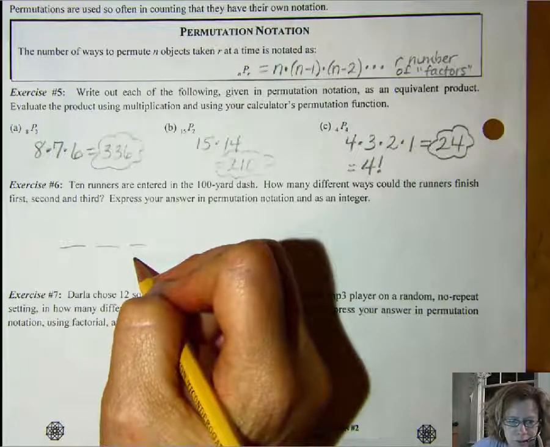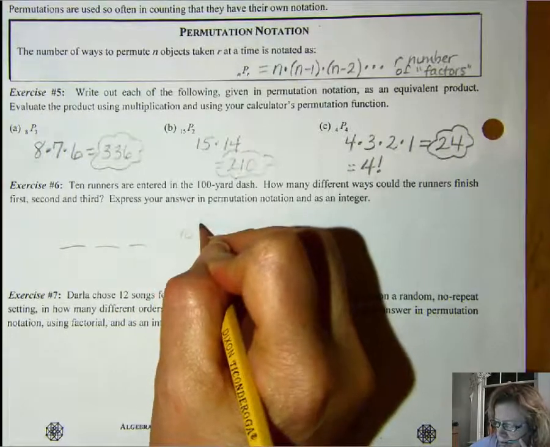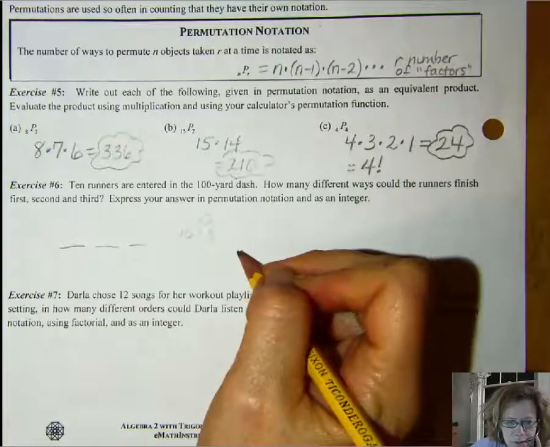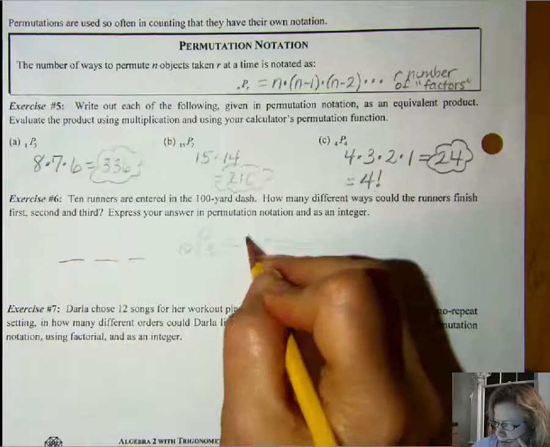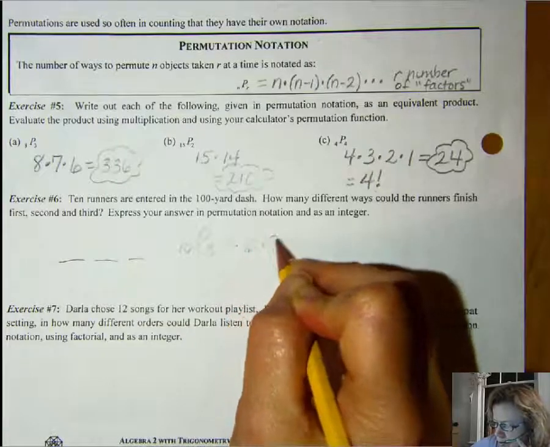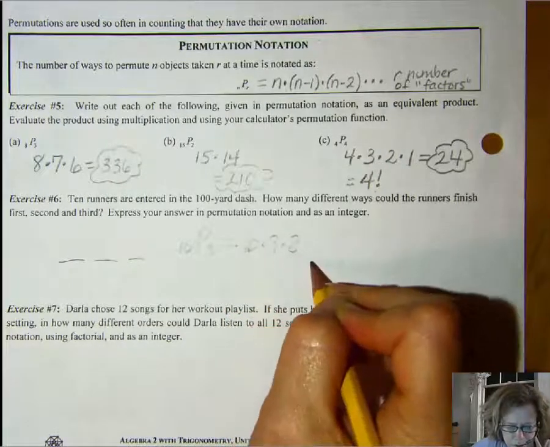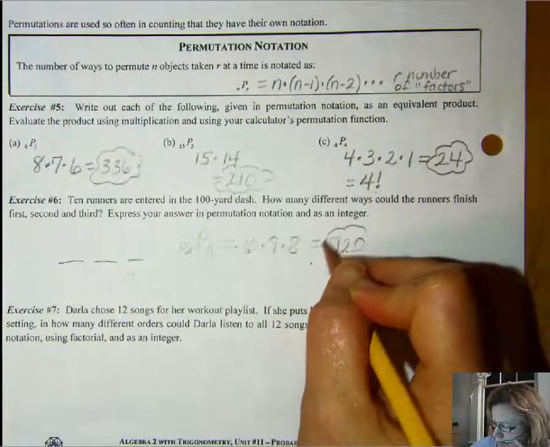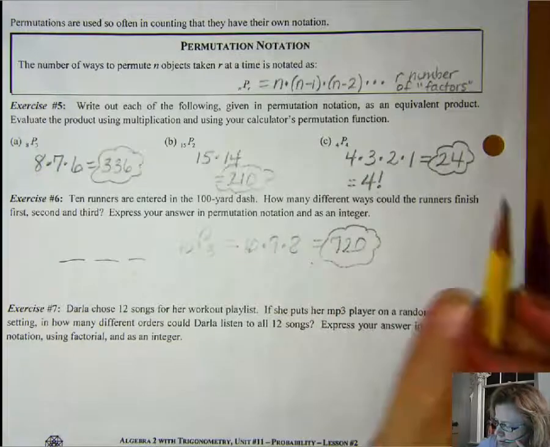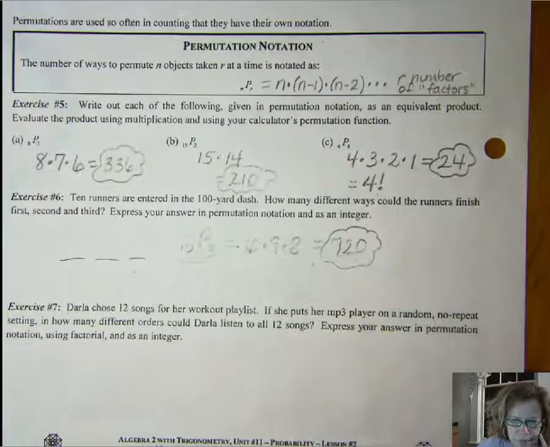I don't replace anything. So I'm starting with 10 runners, and I'm filling 3 places. So this is 10 permutated with 3. That means 10 times 9 times 8. Start at 10, go down 1, 2, 3 factors, and we get 720. So there's my permutation notation, and there's my integer.